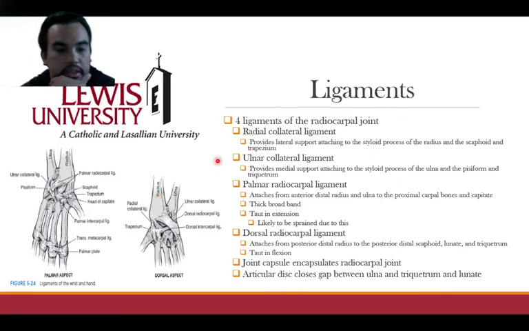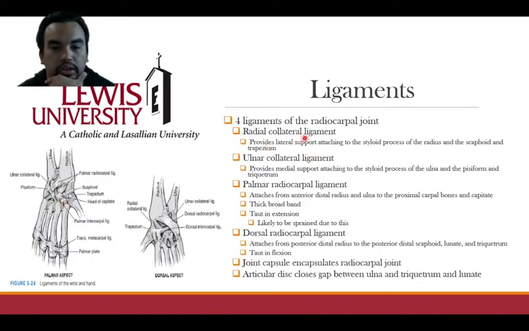The main ligaments, because there's a lot of ligaments in here as we look at our 3D model, you'll see how many there are and what it looks like. And it's a synovial joint, like we said, so there is a little capsule in there. We're just going over 4, and these 4 don't make up the entire capsule, but they're the main ones.